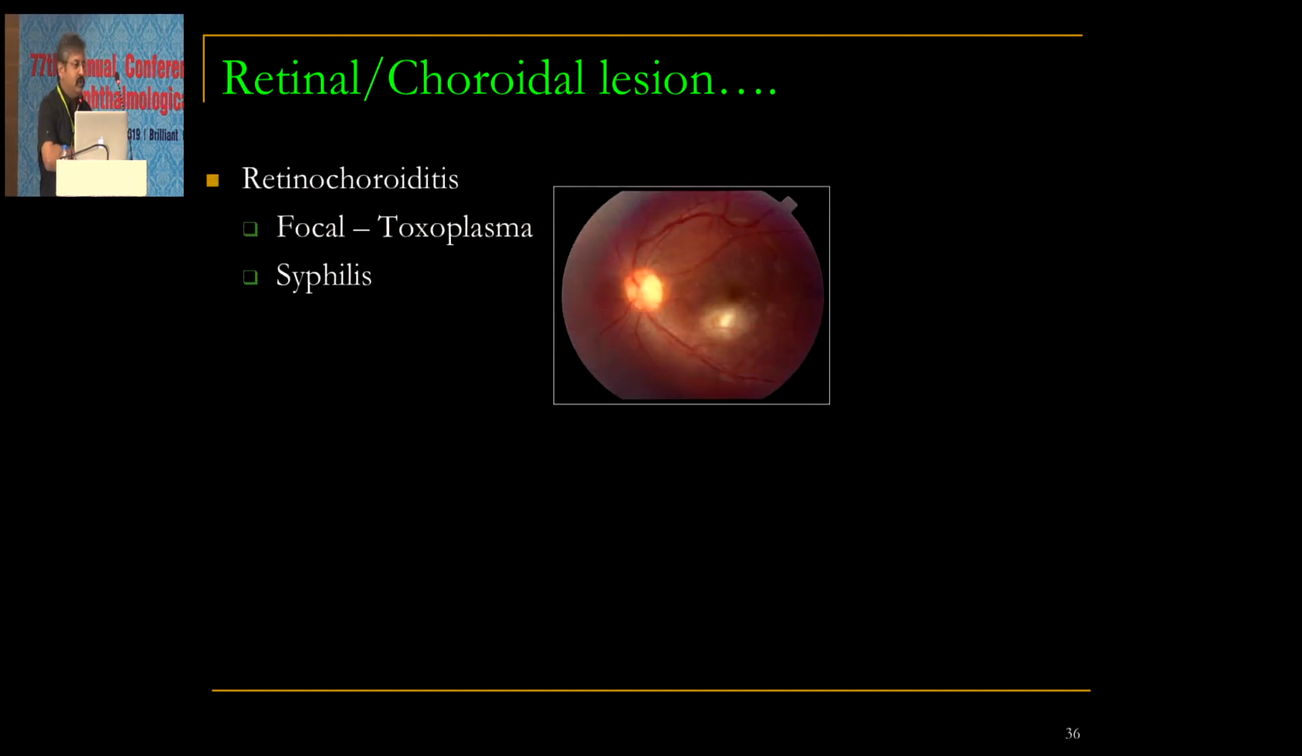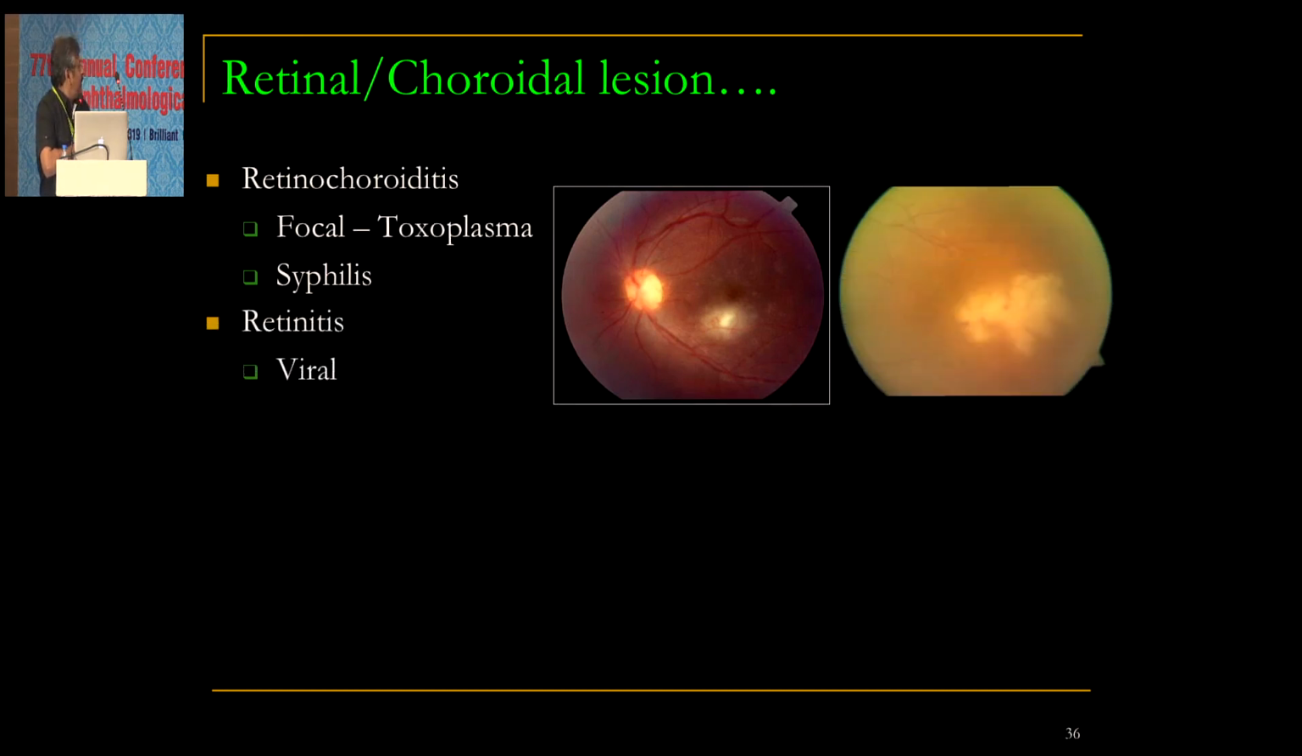Why? Because the major infective conditions fit into this. A focal retinochoroiditis is almost always toxoplasmosis. A retinitis is always viral. The second differential can be toxo, syphilis and other things.